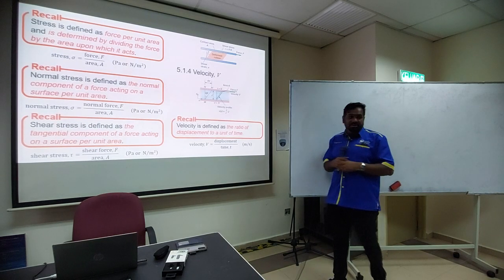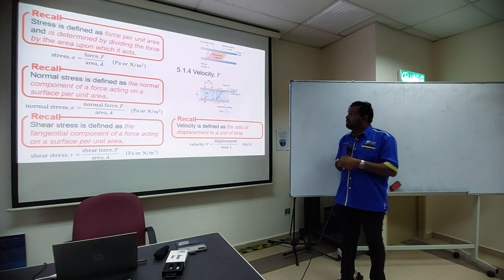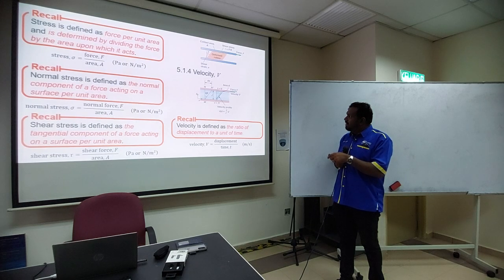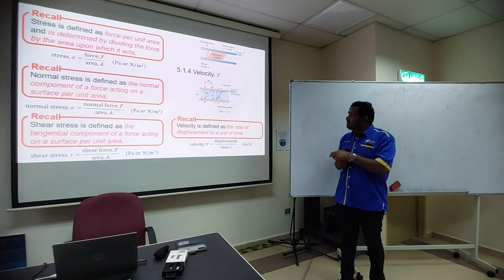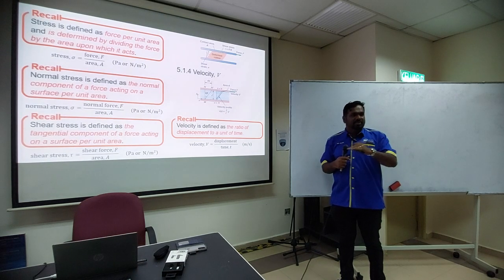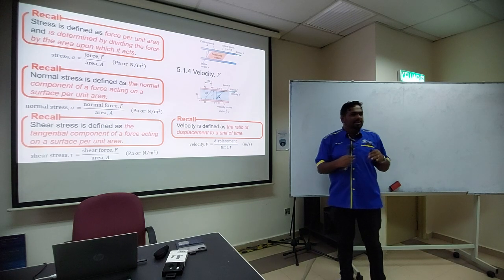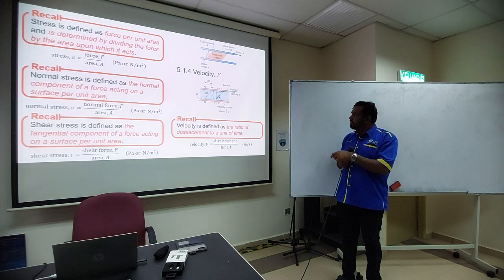Then velocity. Velocity is another important property of fluid. Similarly, you have two plates. The top plate is moving, and when the force is applied, the plate will move with a certain velocity. We know that the bottom plate is stationary, so we can have a velocity profile for the fluid inside.